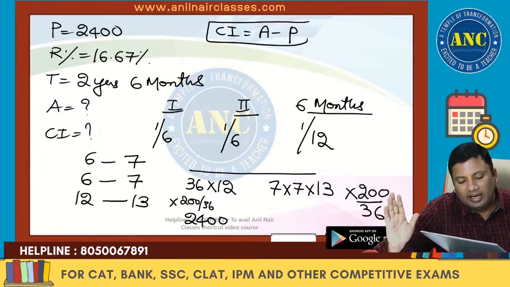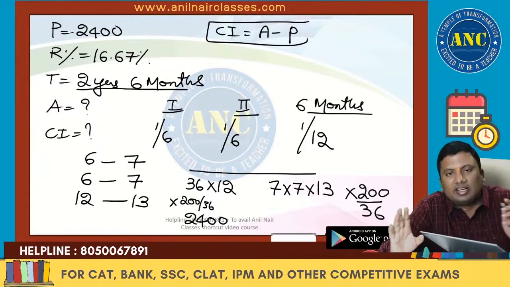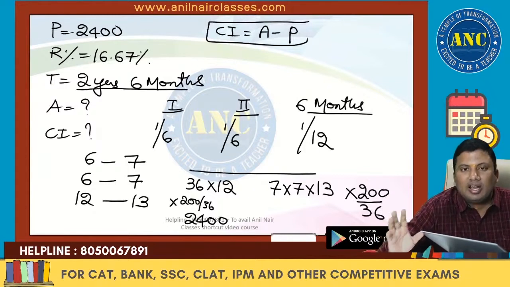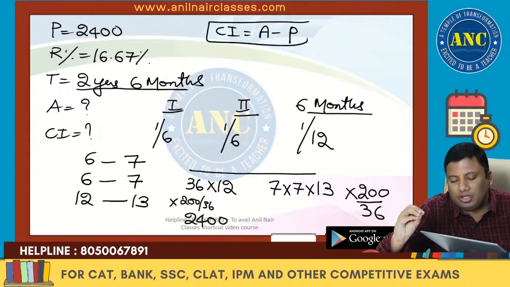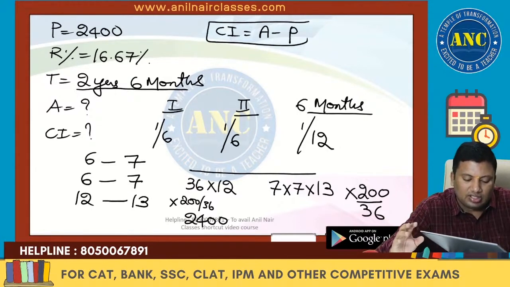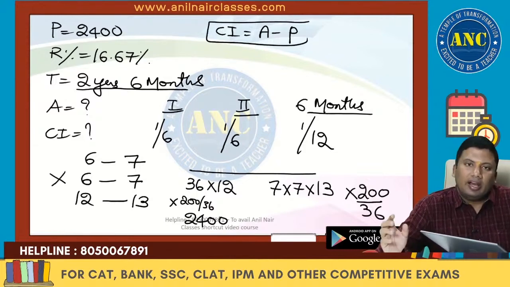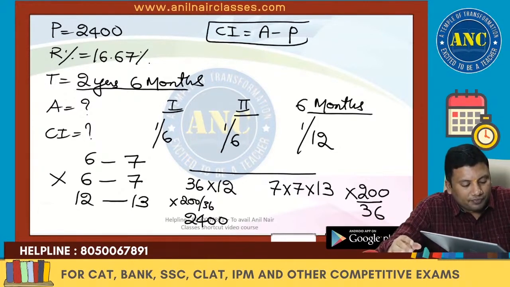I hope the idea is crystal clear to you. Don't get intimidated if it is given in 6 months, 3 months or days. Now we know the approach, how to solve the question. 6, 1 increase 7, 6, 1 increase 7, 12, 1 increase it is 13. Idea is clear. Next one.